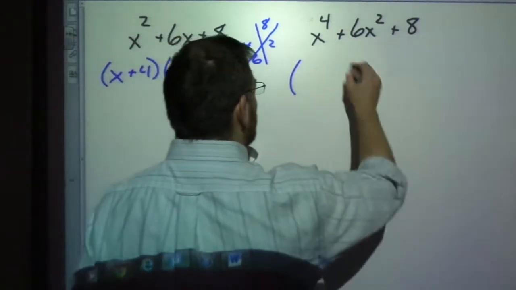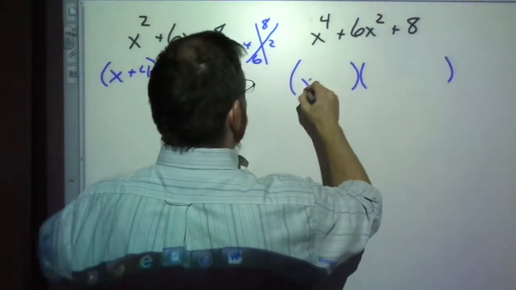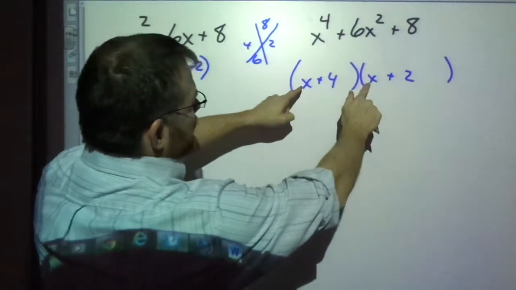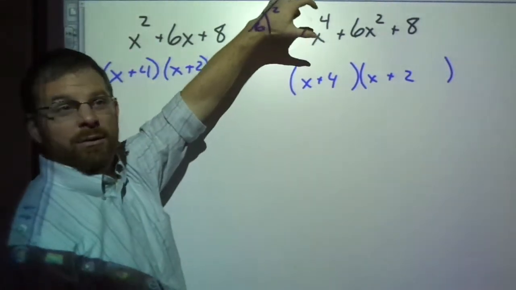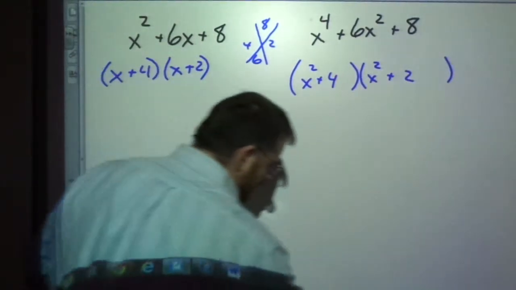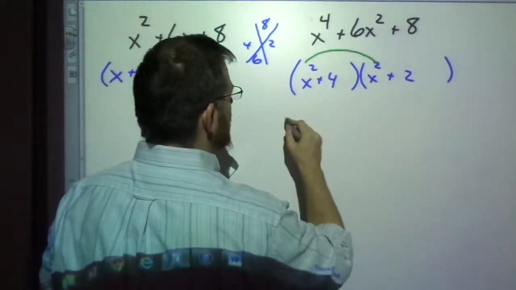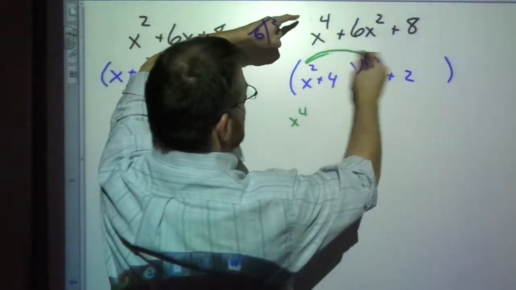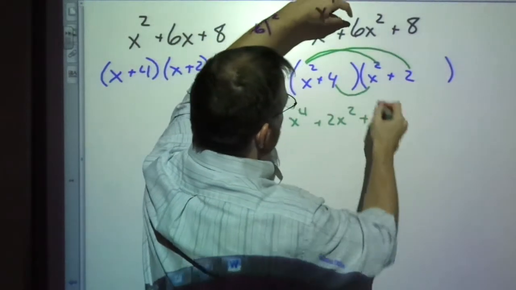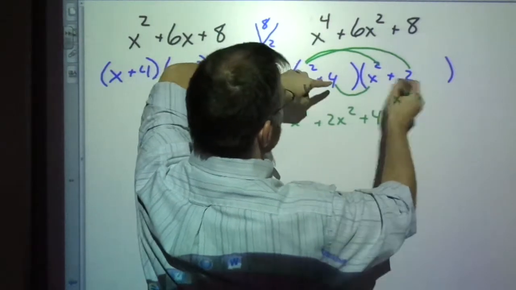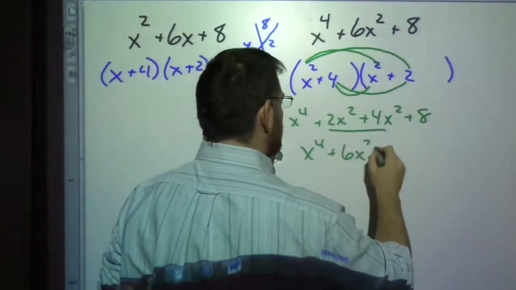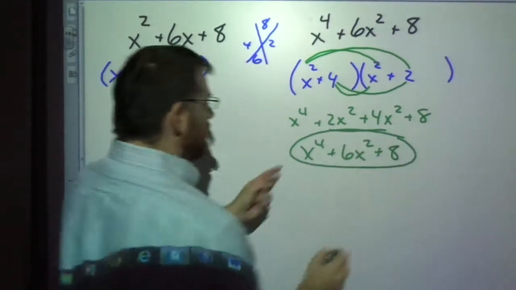If we start with the idea that we know it's x plus 4, x plus 2, we need to think, what would I have to multiply the front numbers by to get x to the fourth? Well, that would be x squared times x squared. If I FOIL that, x squared times x squared is x to the fourth. Check, that's what I want. Outers would be 2x squared. Inners would be 4x squared. And last would be 8. These add up to be 6x squared plus 8. So there we go, that's what we started with.